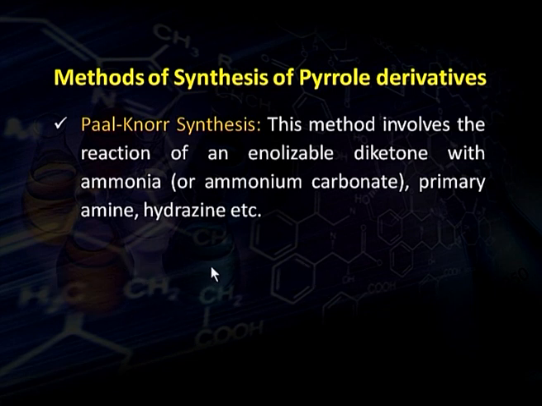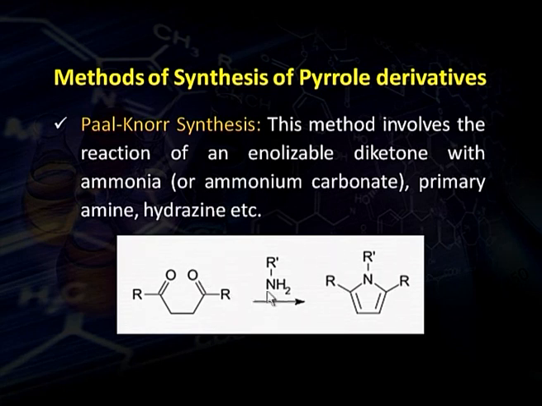In this method, an enolizable diketone, generally a 1,4-diketone, is treated with either ammonia, or even ammonium carbonate may also be taken here, or a primary amine, or hydrazine, etc. When all these get together, they condense together to give the pyrrole derivative like this. This is the scheme of the method.